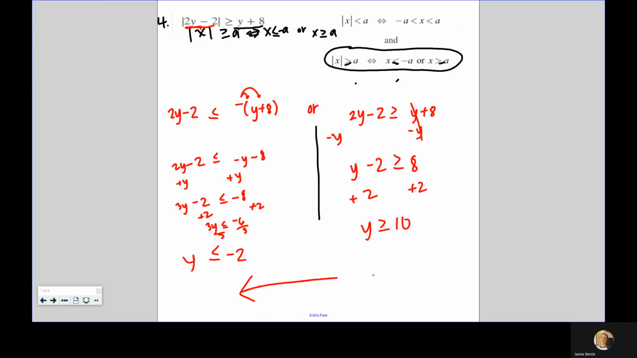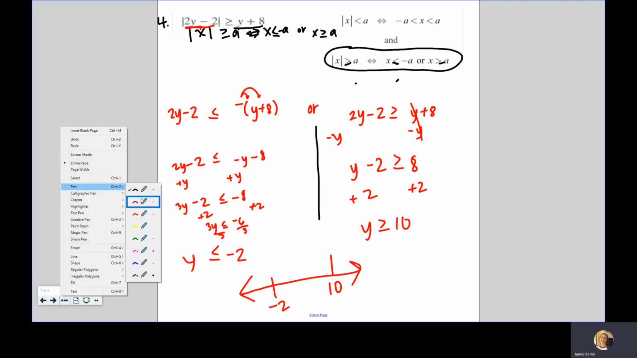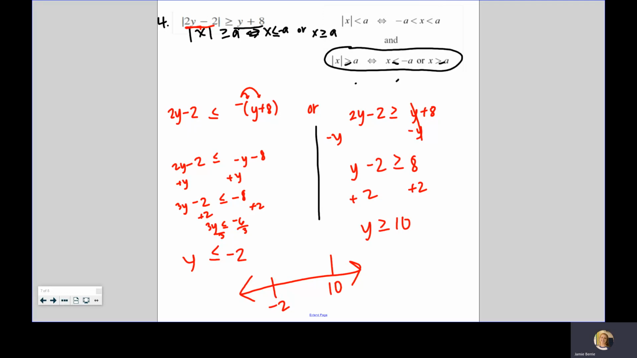All right, so now draw your number line. Mark your two relevant numbers, negative 2 and 10. All right, these have equal to's on them, so my inequalities have equal to, so I'm going to use brackets. And this is a disjunction, so I'm going to shade on the outside. You're going to write your brackets open towards the outside, and then shade on the outsides.